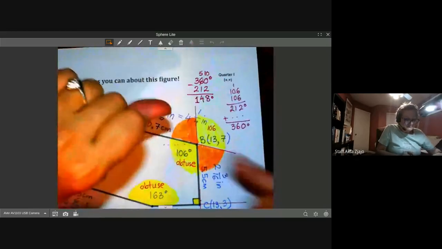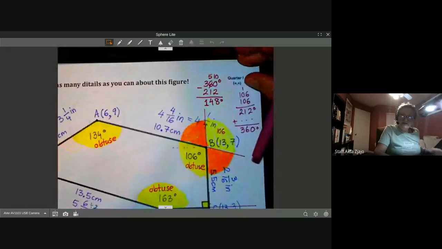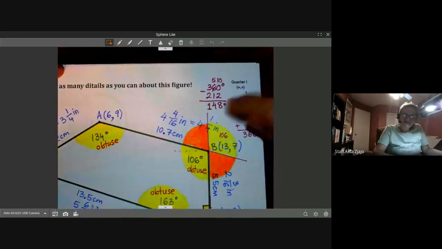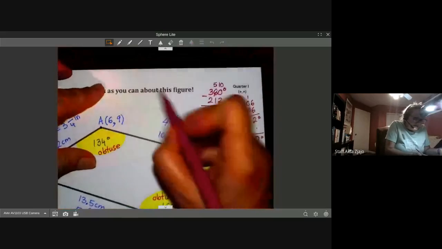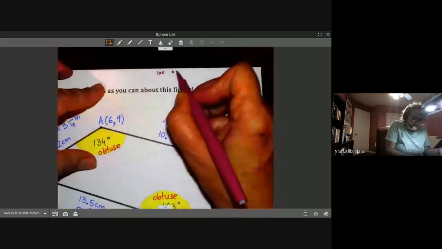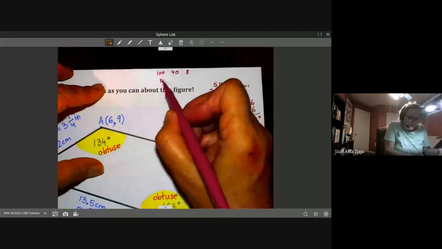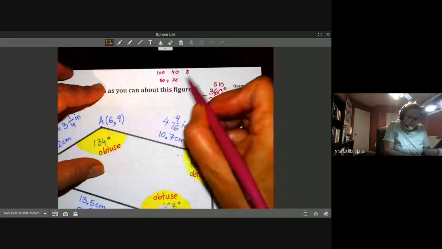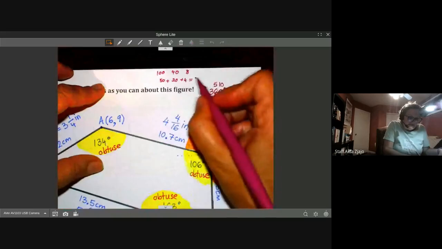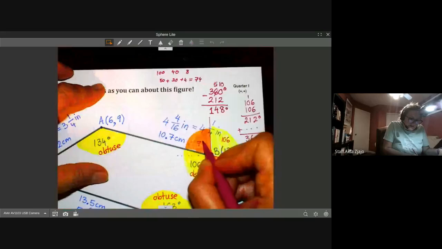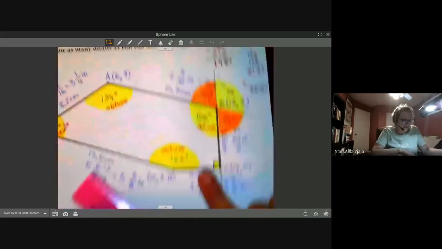And now we have to find half of 148 to divide into 2. Very often kids have a hard time figuring out half of something. So if I decompose 148 into 100 and 40 and 8, it's easier to find half of it. Half of 100 is 50, half of 40 is 20, and half of 8 is 4. So half of 148 is 74. So each of these has to be 74 degrees, if we did it correctly. So you can do all these angles.